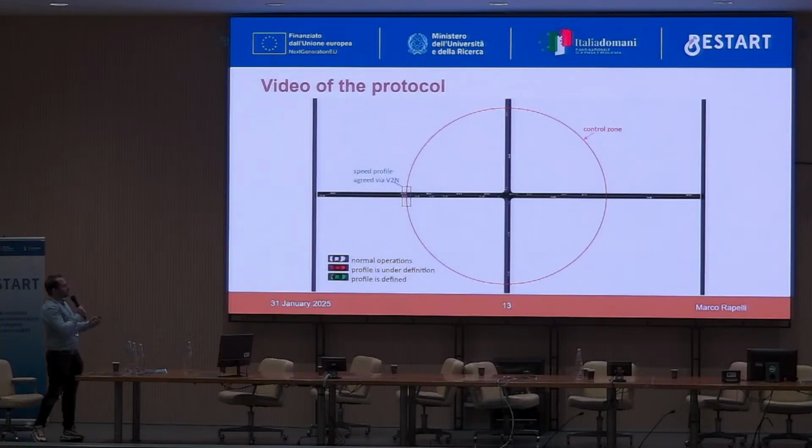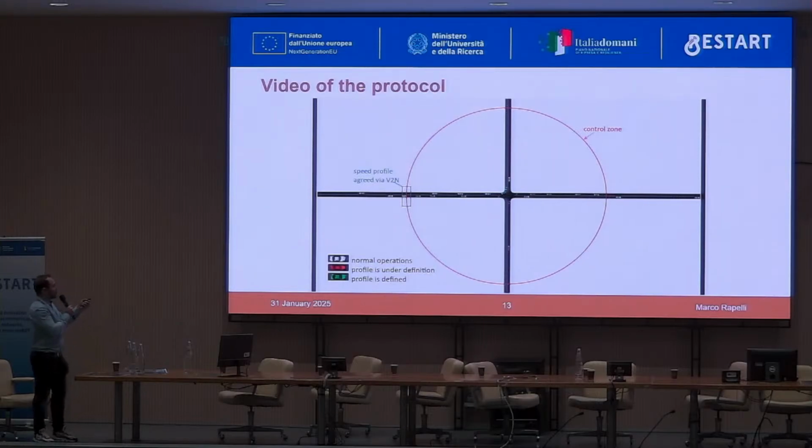In this brief video, you can see our scenario, where there is the intersection and the control zone depicted with the red circle. You can see the vehicles moving there, and you can see that the vehicles colored in white are the ones which are normally operating, which means they are either before the intersection, or they just passed the intersection. The vehicles colored in green are the ones with the profiles already defined with the intersection controller.